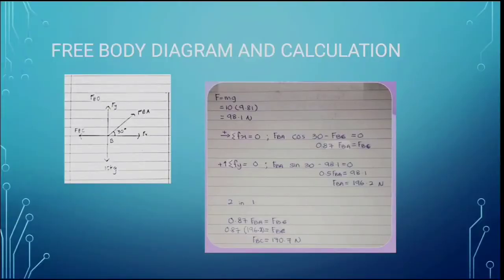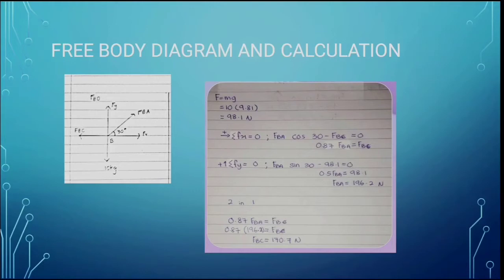The free body diagram of system 1, we assume that the weight of the rocking chair is 10 kg. Weight 10 kg multiplied by 9.81 equals 98.1 Newton. The force X equals 0. FBA cos 30 degree minus FBC equals 0. So FBC equals 0.87. Then force Y equals 0.